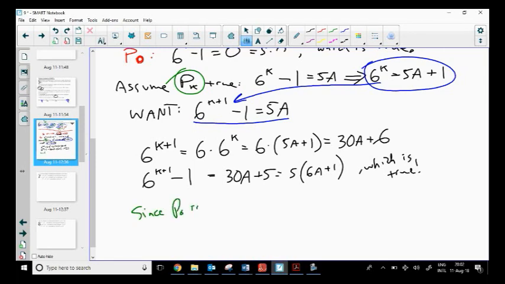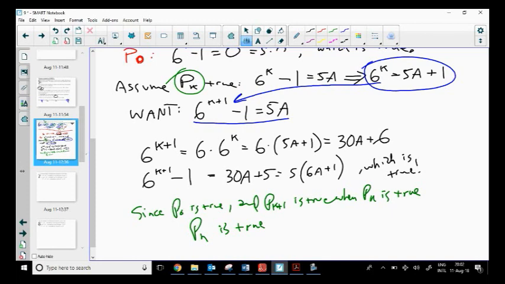So, since p sub 0 is true, and p sub k plus 1 is true when p sub k is true, look at this handwriting, p sub n is definitely true for all n greater than or equal to 0. Like, it has to be true. Since it's true for 0, this shows that it has to be true for 1. And since it's true for 1, it has to be true for 2. And since it's true for 2, it has to be true for 3. And on and on and on we go. That's it. It's true. Mathematical induction. Boom, baby!